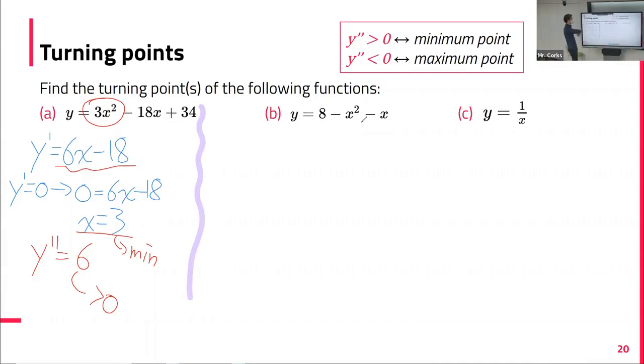Okay, let's take a look at the second one. Let's do our visual thing first and see what we can notice. What is the leading term? Okay, so we have a negative x squared. What does that tell us about the shape? Okay, so the shape should look like this. So we should have how many turning points? 1 turning point, and it'll be at the top. So it should be a maximum. So we'll do our derivative stuff, and hopefully we get the same result.